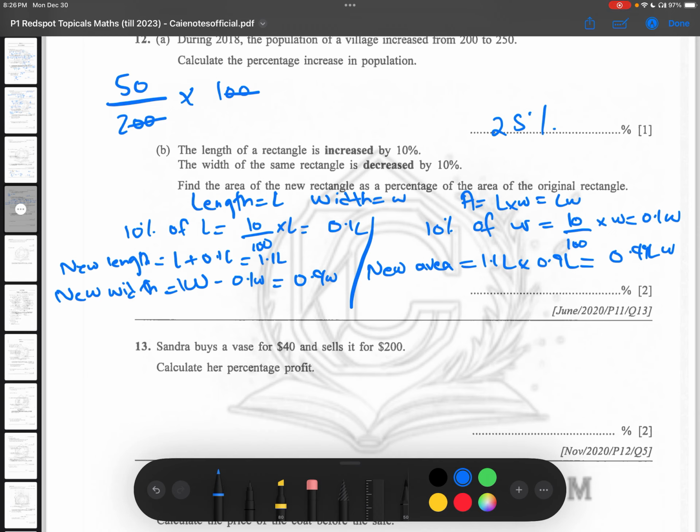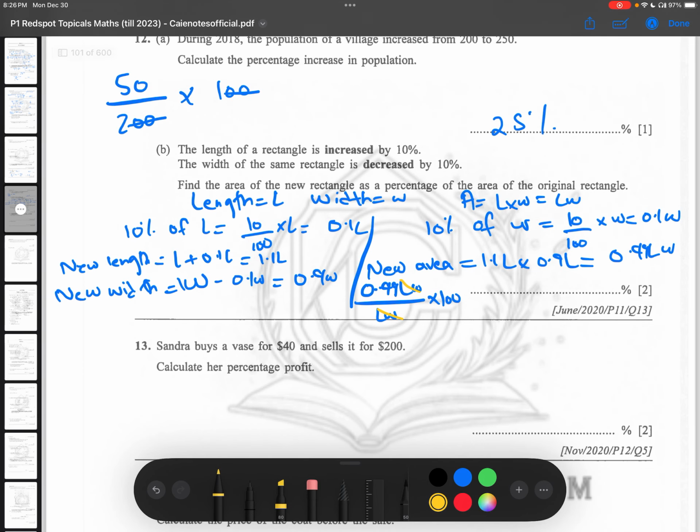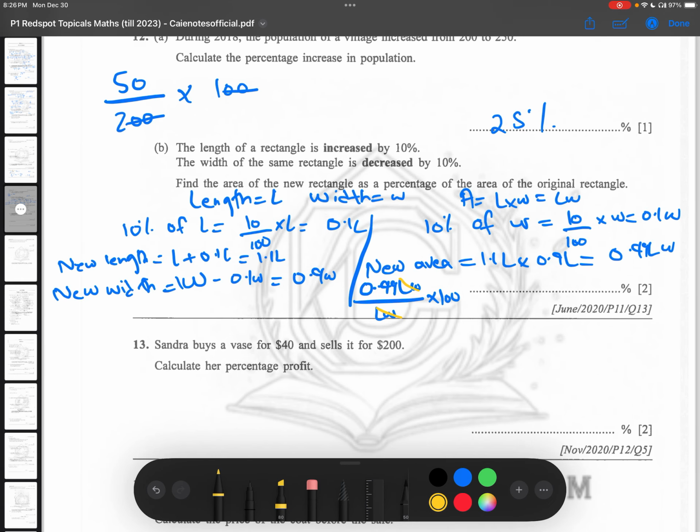We are asked to find the area of the new rectangle as a percentage of the area of the original rectangle. So the new area is 0.99 LW divided by the original area, which is LW, and you multiply this by 100. So the LW will cancel out, and 0.99 multiplied by 100 is 99%. So this will be our answer.